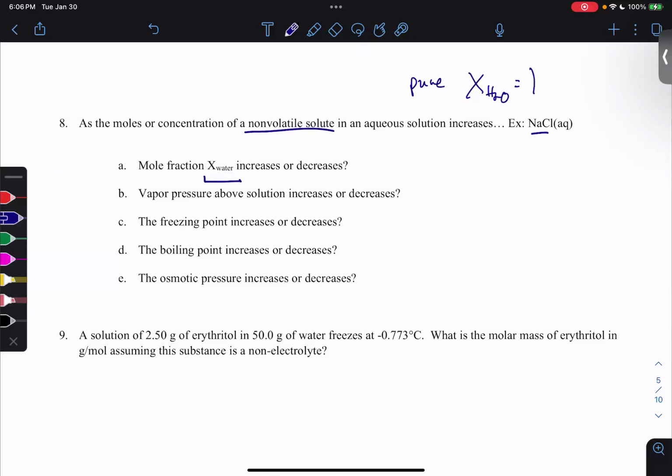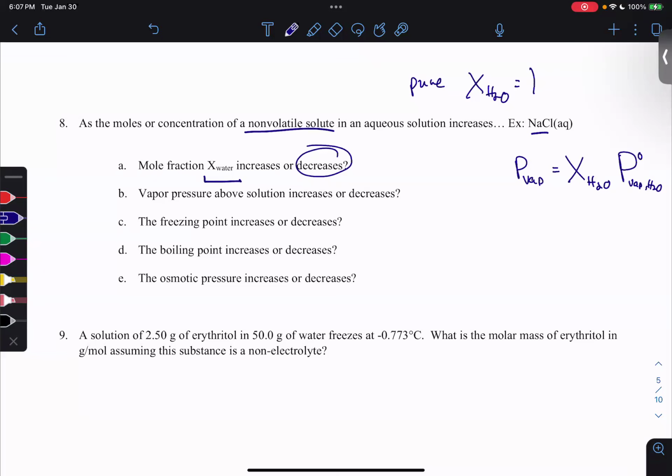So how does mole fraction change? Once it's not a pure sample of water, it's going to decrease. And so what we see from Raoult's law, the vapor pressure above a water sample is equal to the mole fraction of your water times the vapor pressure of pure water.